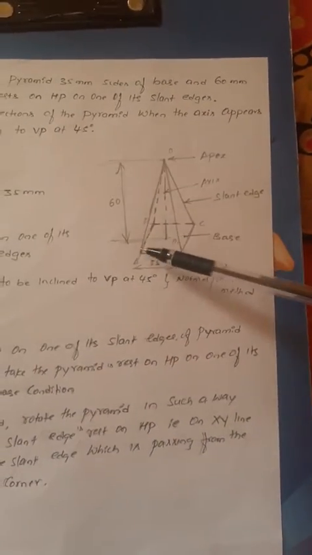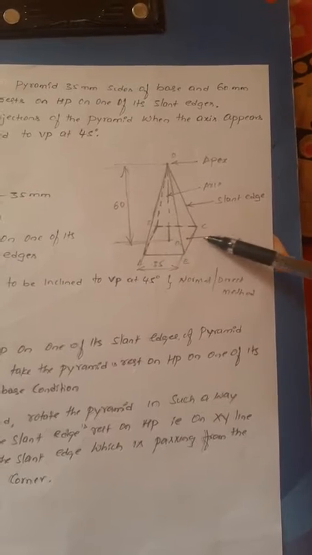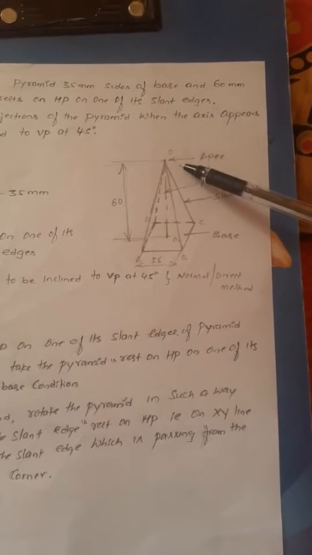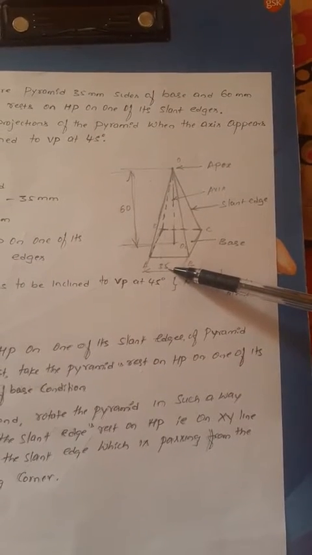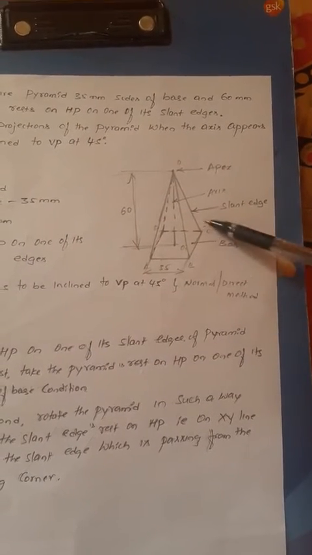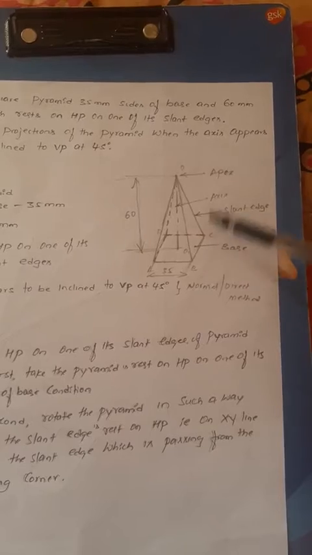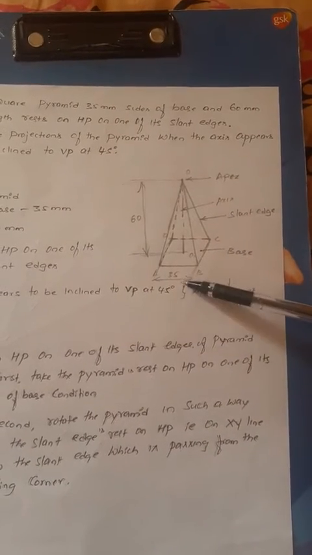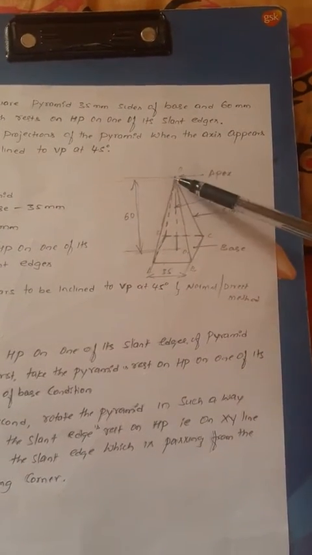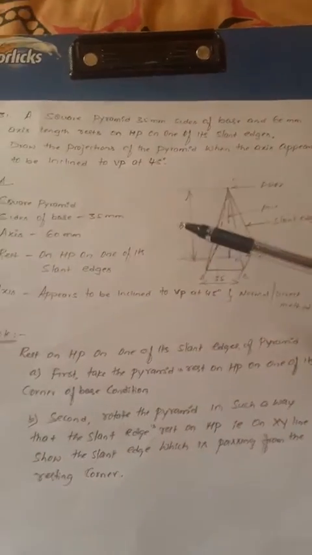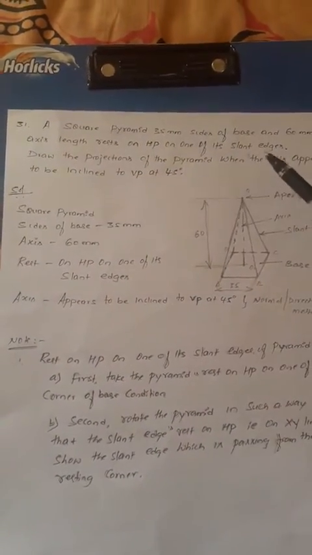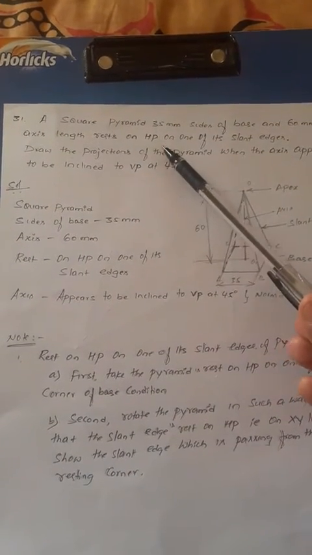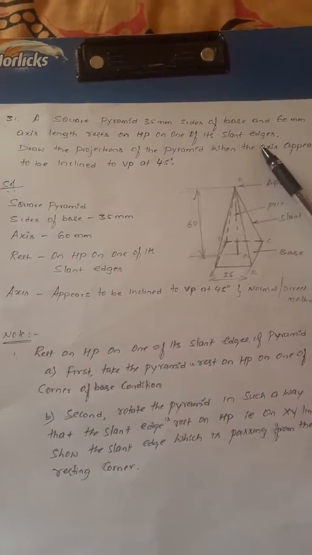See, the square pyramid has only one base, only one bottom face, and the other one is the apex. This is the base, sides of base 35 mm. What is the shape of the base? It is square. This is a square pyramid. Sides of base 35 mm, axis length is how much? 60 mm.